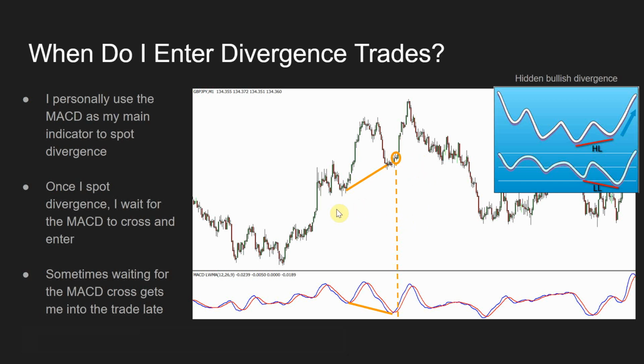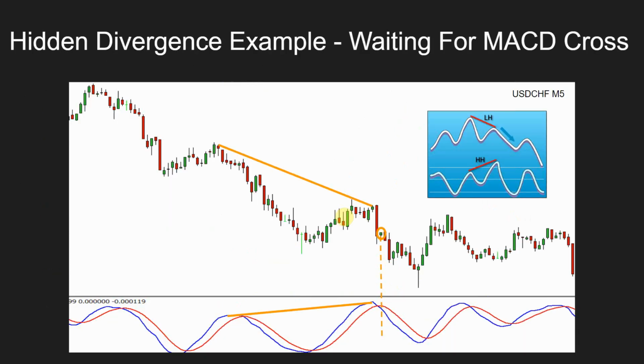However, when doing that, like I mentioned at the start of this video, sometimes that crossover happens a bit late, and therefore I miss the bulk of the move. I'll give you an example of that on this slide over here. This is an example on the USD chart, 5-minute, and this is an example of hidden bearish divergence. And again, I'm waiting for the MACD cross.